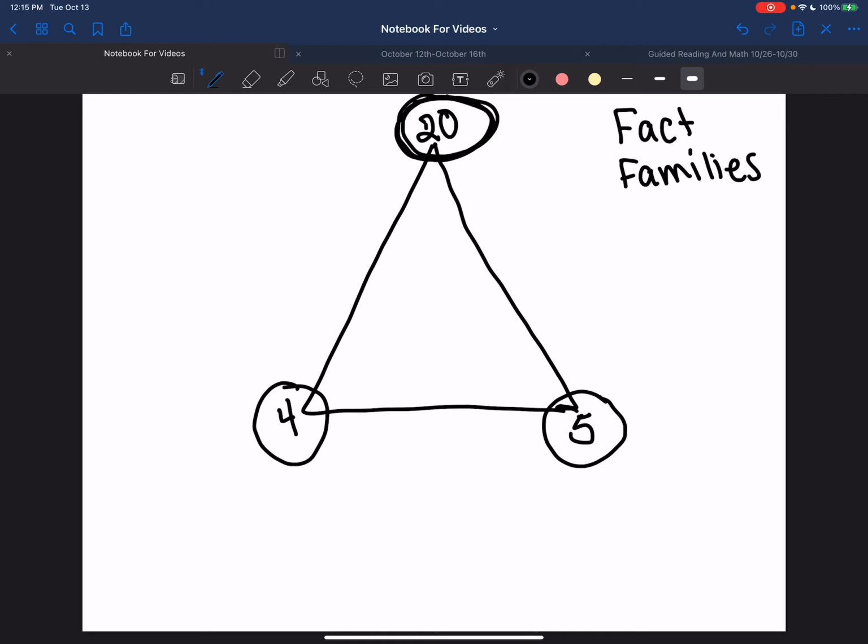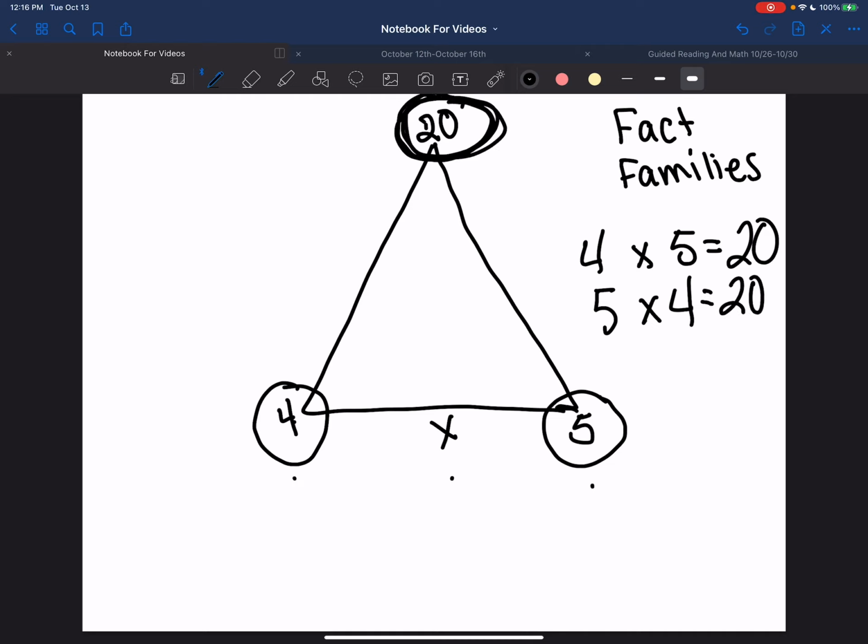The first one, 4 times 5 equals our total at the top, 20. Remember, when we're multiplying, we're trying to determine the total. Now, we have talked about the flip-flop, the commutative property, right? Flip-flop. So if we know 4 times 5 is 20, we also know that 5 times 4, we're going backwards, 5 times 4 equals 20. 20 is our total.